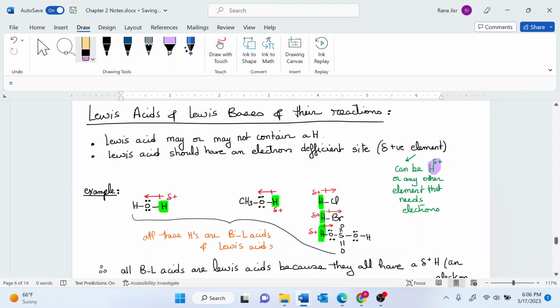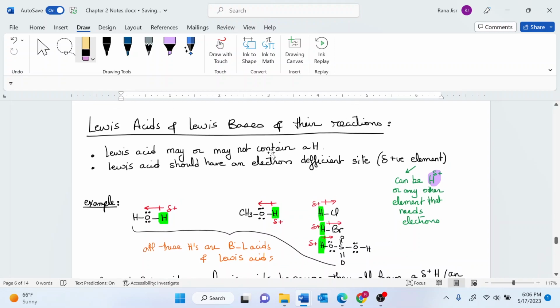Another type of acids and bases are the Lewis acids and the Lewis bases. Now, with these types of acids, by definition, a Lewis acid is an acid that contains an electron deficient site. And that electron deficient site can be a hydrogen or can be a central atom that lacks electrons. Let's have an example of Lewis acids that contain an electron deficient site.